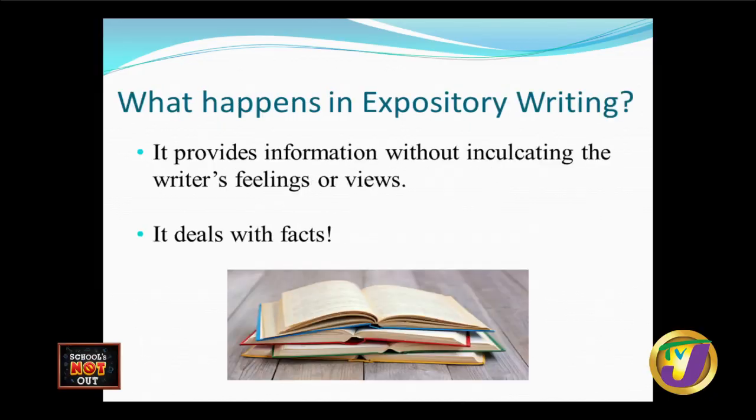Very good. So again, what happens in expository writing? It is important that you recognize that it is to provide information, but you must not try to get the writer's feelings or views in it. So when you are writing, do not include your emotions, what you want, and take emotions out of it. Be as objective as possible and deal with the facts.